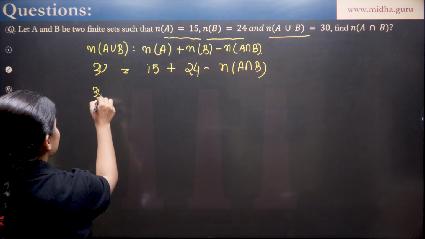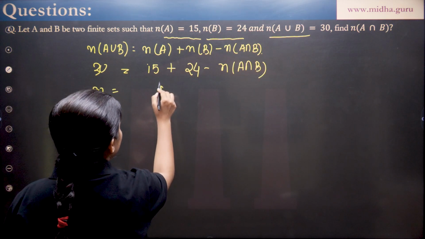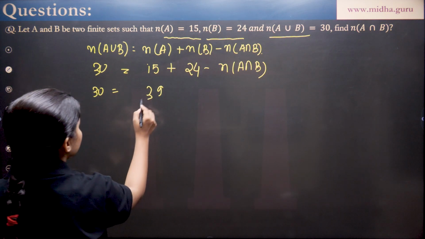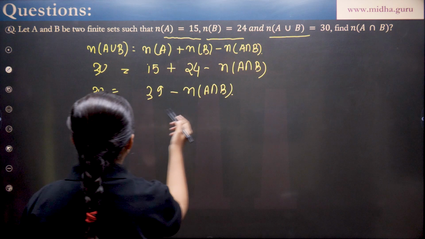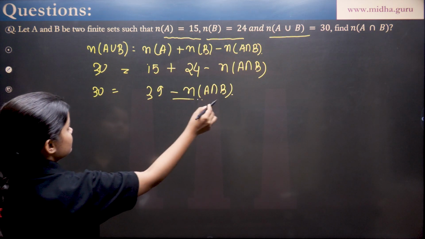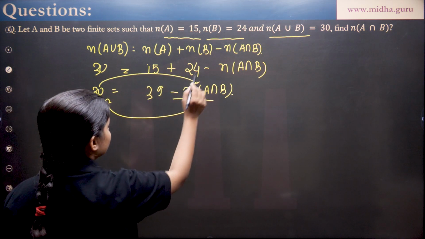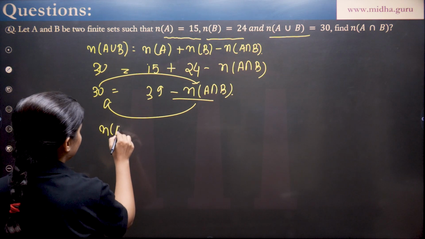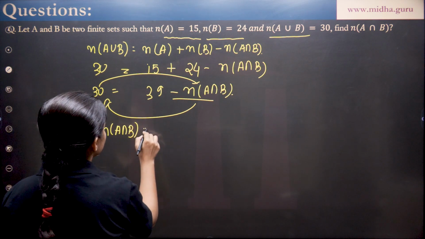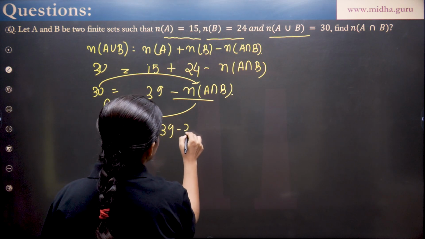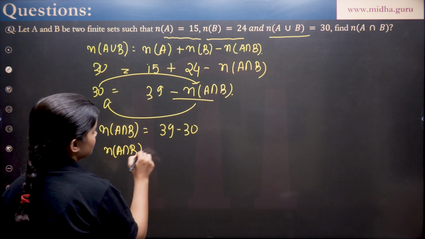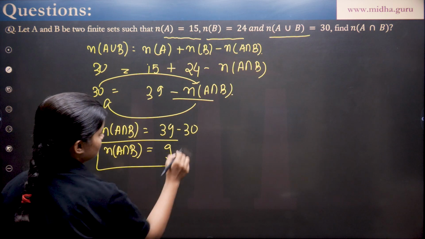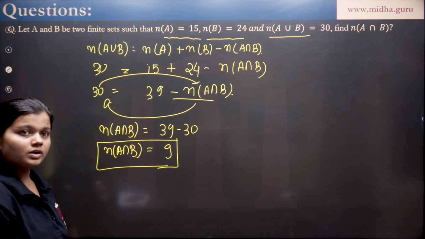We have to find n(A intersection B). Okay, so 30 is equal to 39 minus n(A intersection B). So transposing, n(A intersection B) is equal to 39 minus 30. So n(A intersection B) is equal to 9. So this is the answer. Okay, clear?